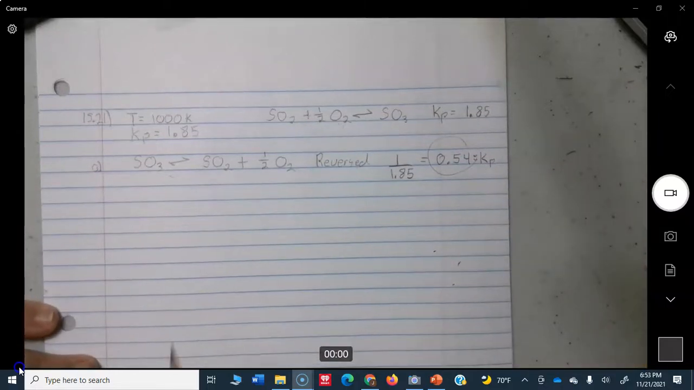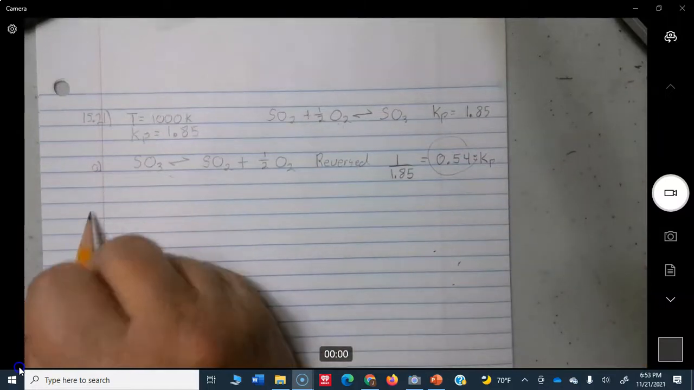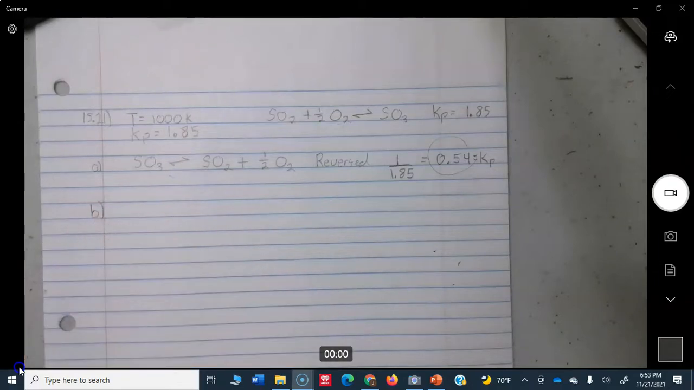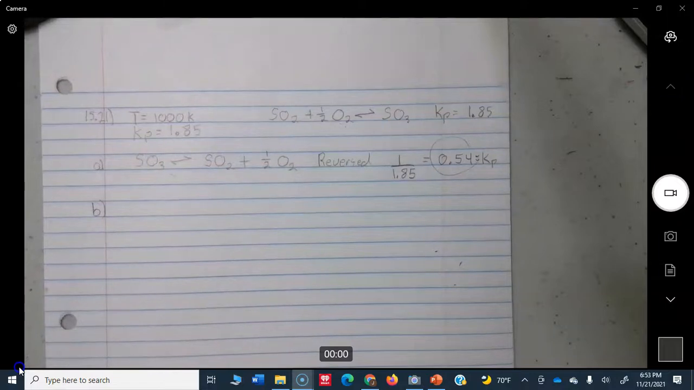Okay, let's go on to B. Again, keep a lot of space between problems. Don't crowd things together, because I want to teach you to format your problems as well as how to just do them. You want to make it easy for the grader to give you points, and if it's hard to read your answer, then it's hard for them to give you points. So what is the value of Kp for this reaction?